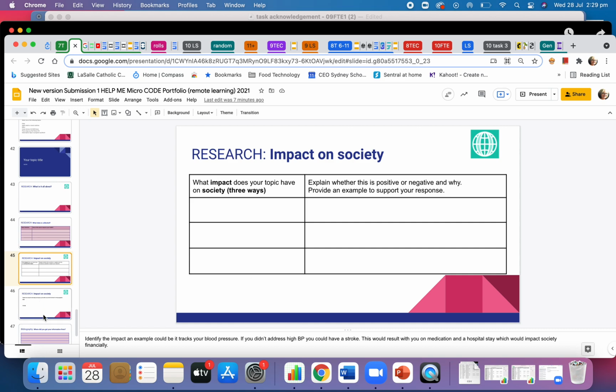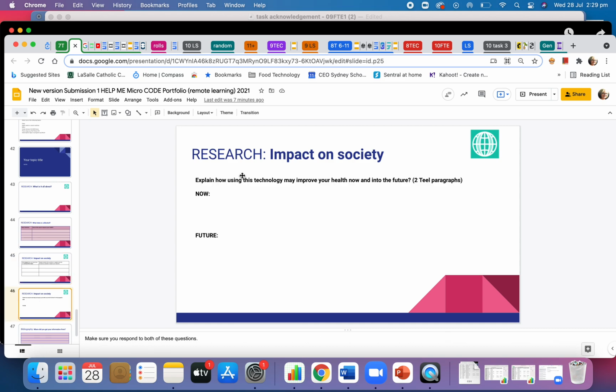And lastly, it's talking about impact on society. Explain how using this technology, so if it was me, my Fitbit, may improve your health now and into the future. Two TEEL paragraphs.